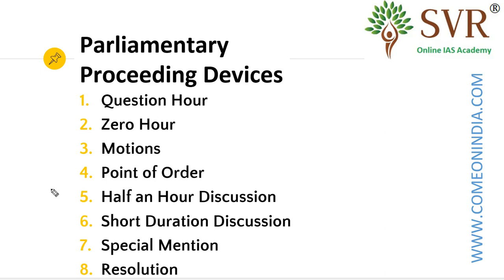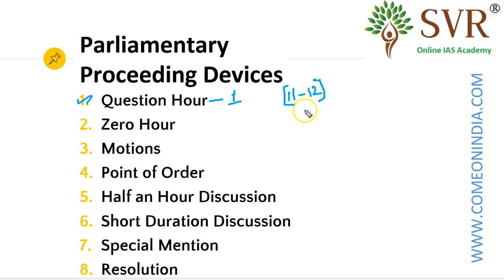And now let us take a quick review of what we have learned so far. Actually, we have learned about many important parliamentary proceeding devices. First, we have learned about question hour. The question hour is the first hour of the parliamentary procedures. It is conducted between 11 am to 12 noon. During the question hour, questions can be asked in three important categories. They were starred question, unstarred question and short notice question.